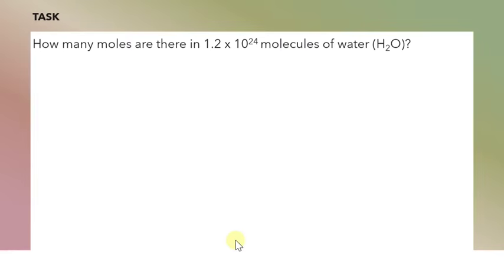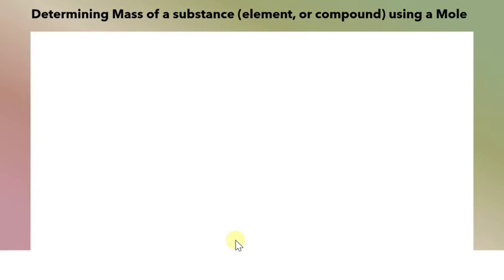So let's now continue. So let's now look at determining mass of a substance, which in this case is an element or compound, using a mole. So you have seen moles. We have looked at different ways of calculating moles, how moles are related with the elementary particles and Avogadro's constant. And since moles are very important in determining mass of a substance, this is what we are going to look at.